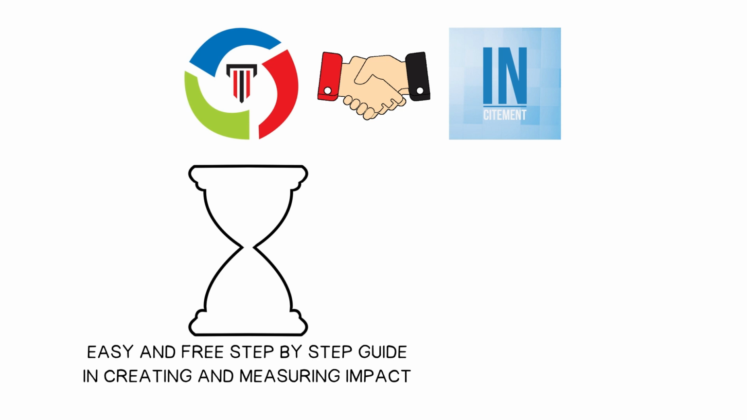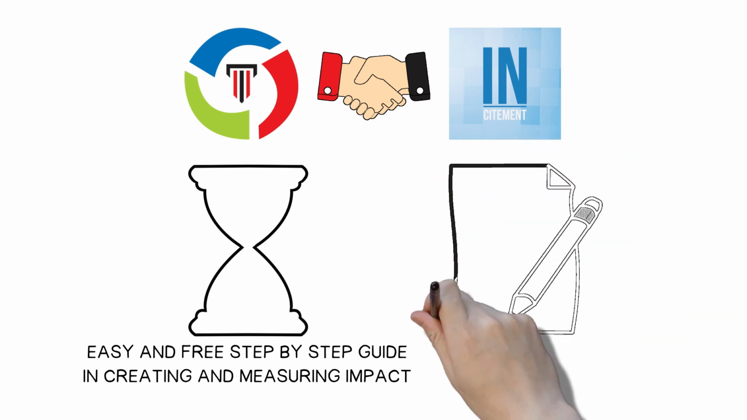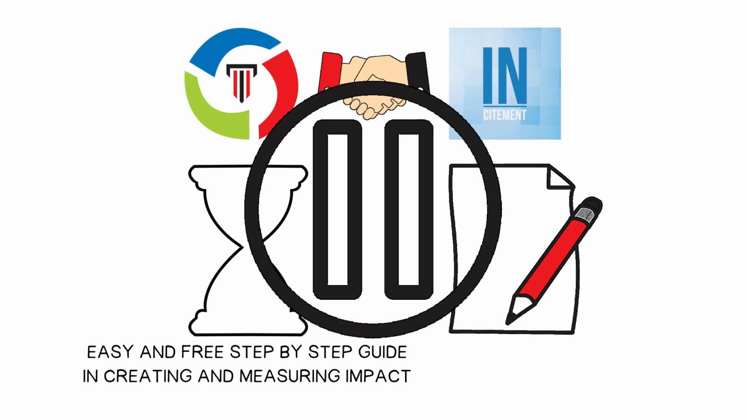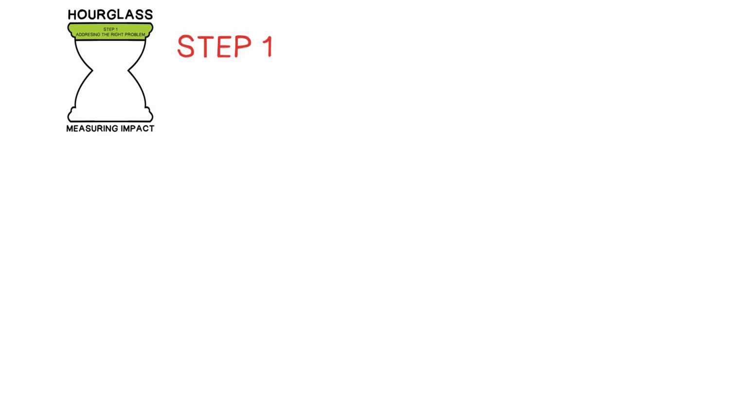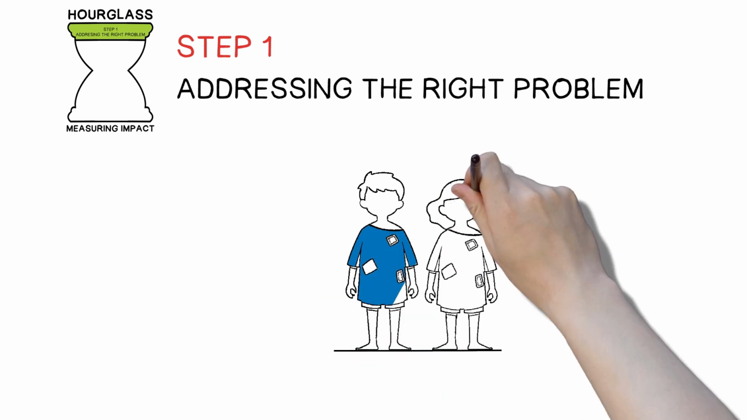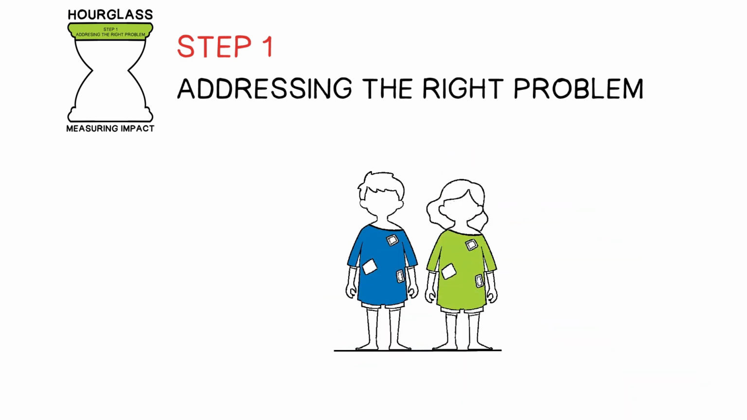So let's get started. Please grab a piece of paper and a pen, and feel free to pause this video whenever you need more time to write. First step in Hourglass is making sure you are addressing the right problem. What is the problem that the beneficiaries have and you are trying to solve?